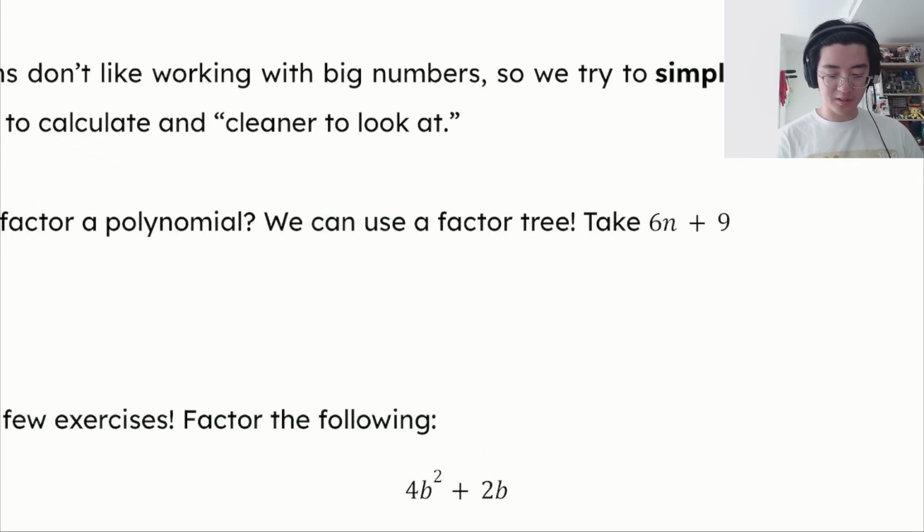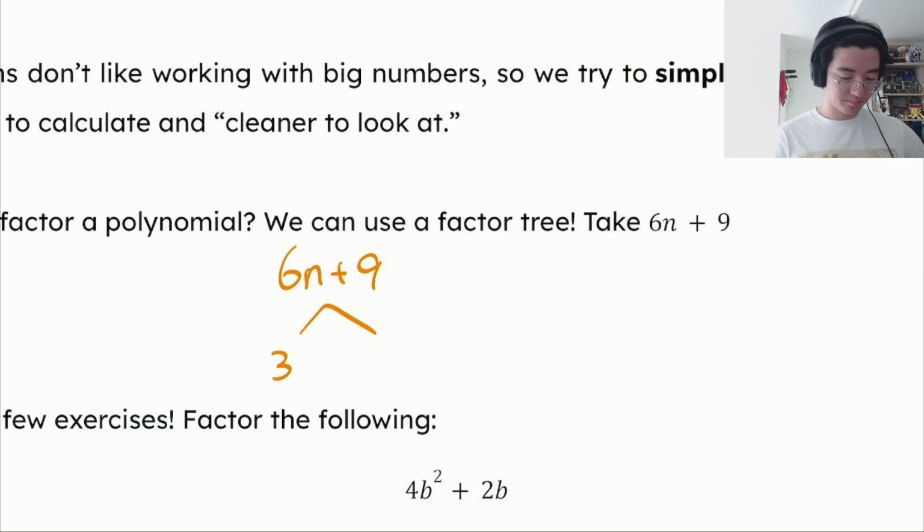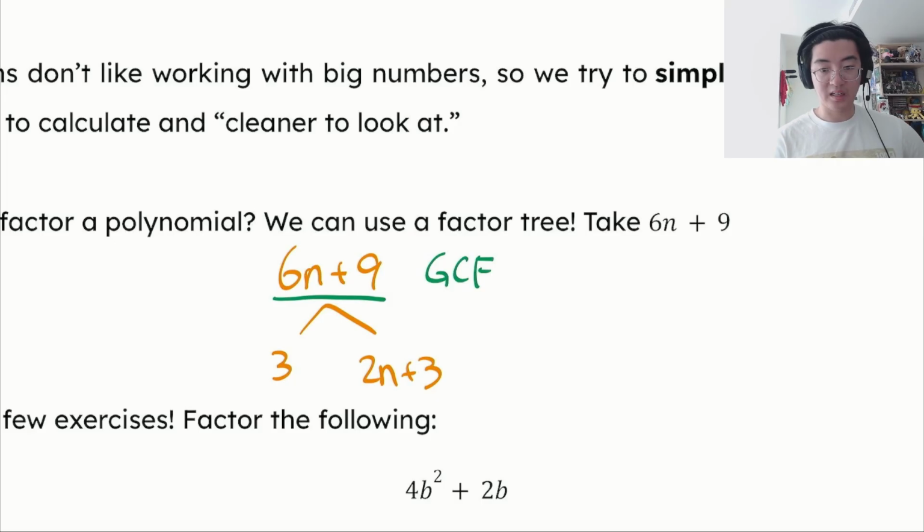Let's take the polynomial 6n plus 9. What's a factor that can divide into both of those terms? A factor of 3, 6, and 9 is 3. And when we divide that, we can see that 6n plus 9 divided by 3 is 2n plus 3. So remember, this means that the greatest common factor of 6 and 9 is 3.